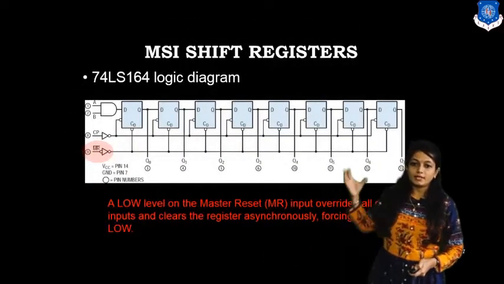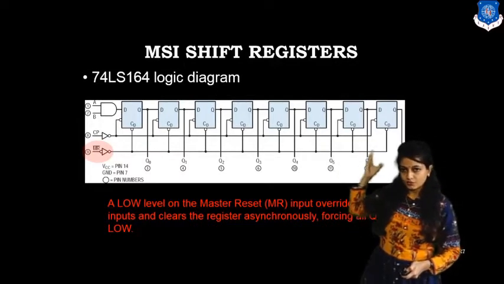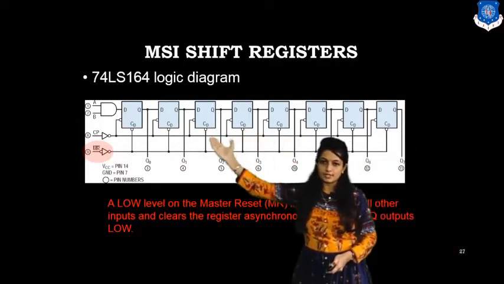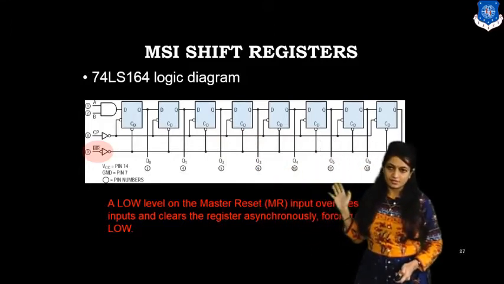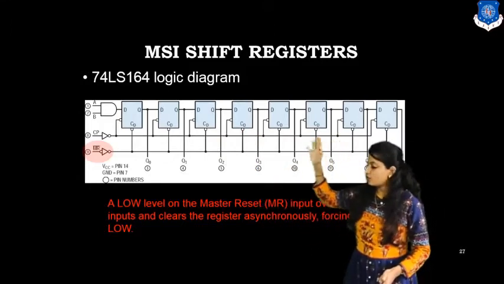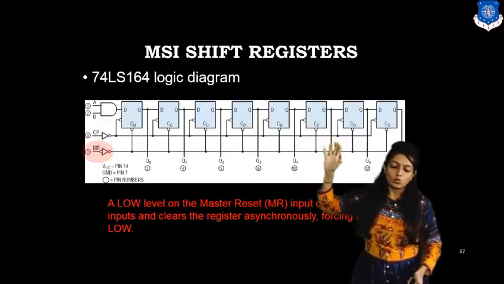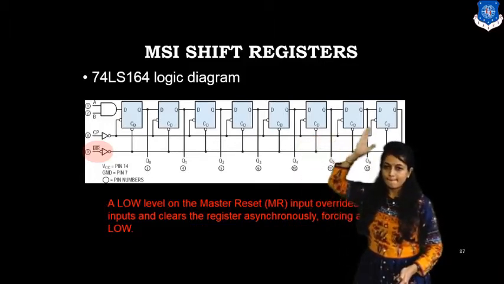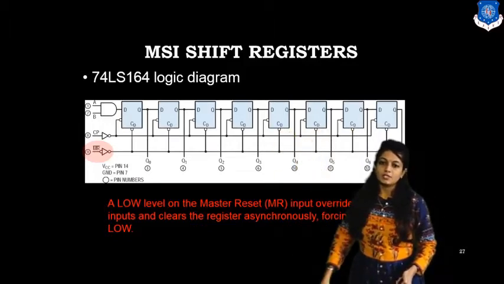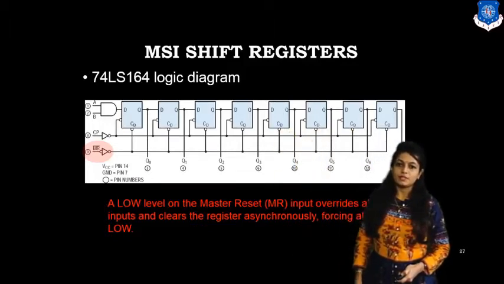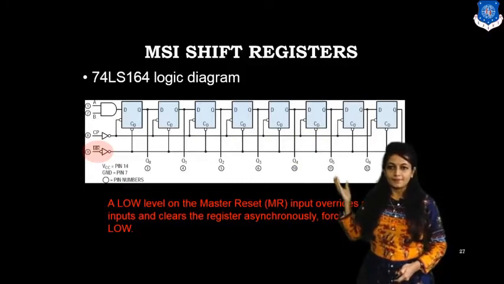Internally it will look like this. It consists of 1, 2, 3, 4, 5, 6, 7, 8 different flip-flops. It is an 8-bit shift register. This is the internal logical diagram of the 74LS164, the SIPO, serial in parallel out shift register.